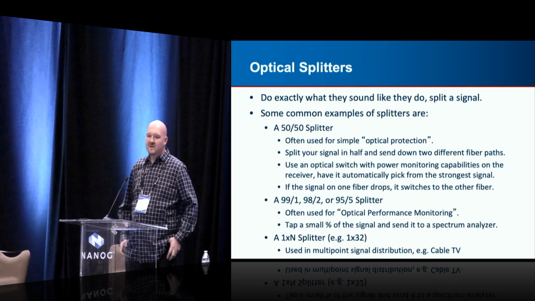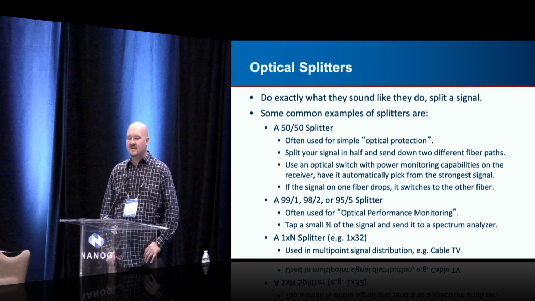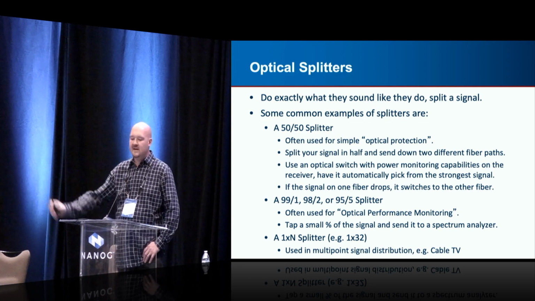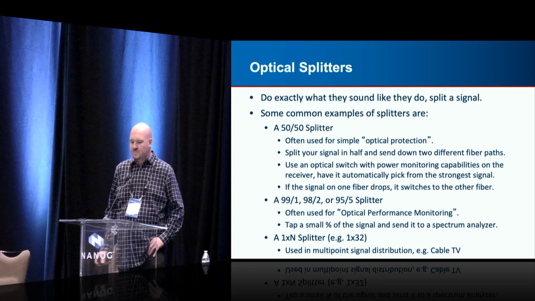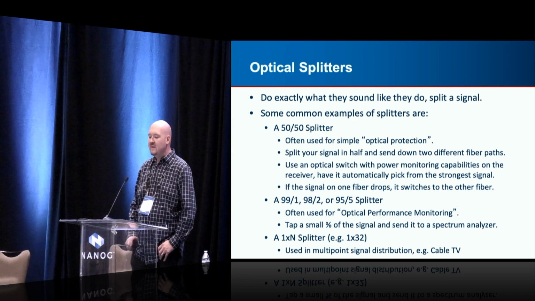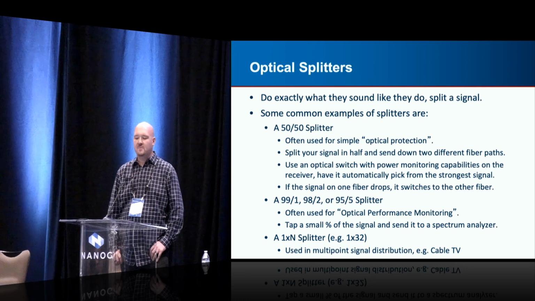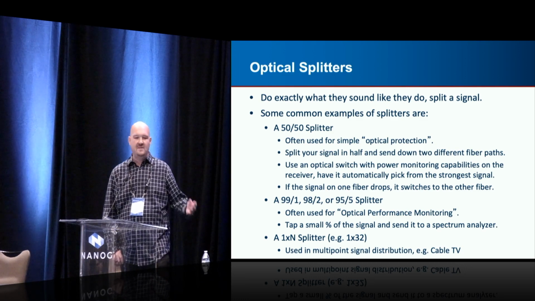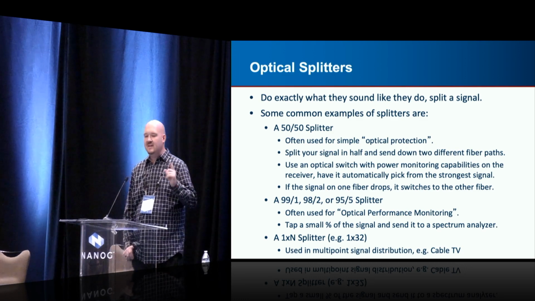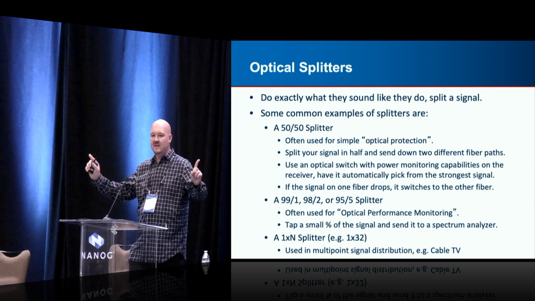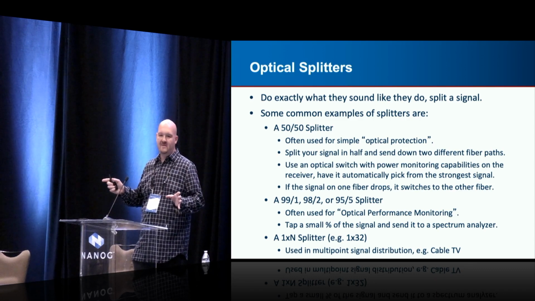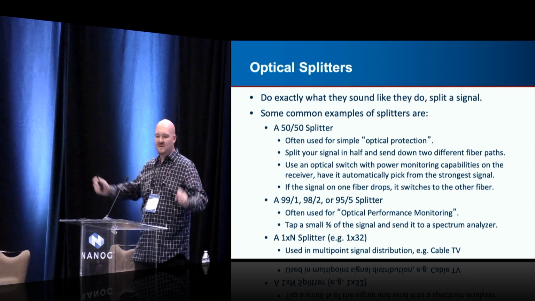An optical splitter does exactly what it sounds like it does. It splits a signal. Some of the most common examples: you've got a 50-50 splitter. You'll often see this used in really simple, basic optical protection. For example, here's two fibers. I want to take this signal and send it down both of them. Put a 50-50 splitter in front of it, and you send the exact same light in both different directions.